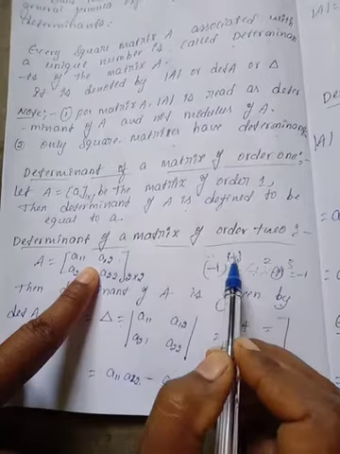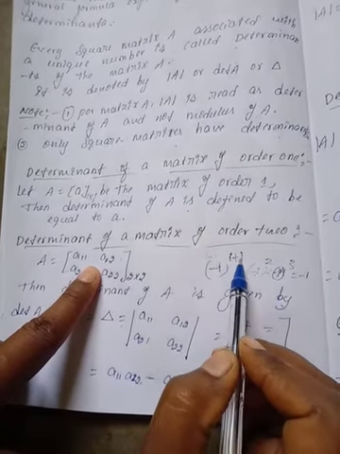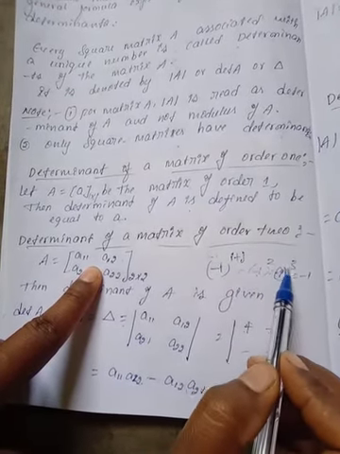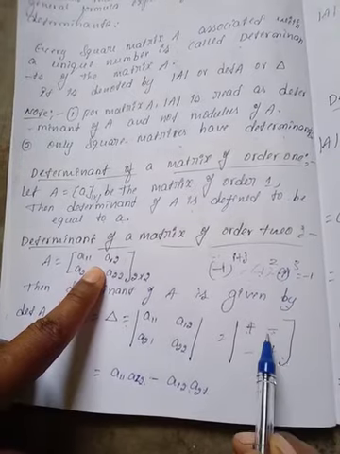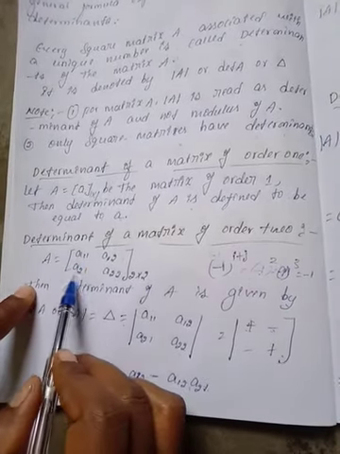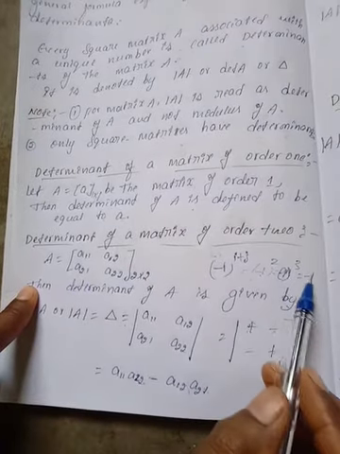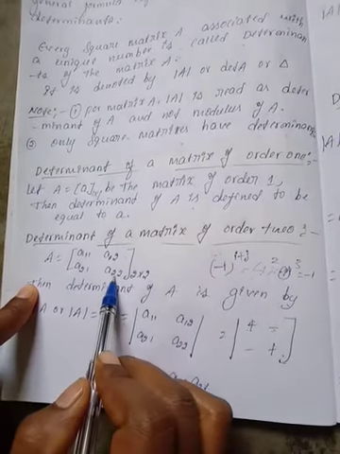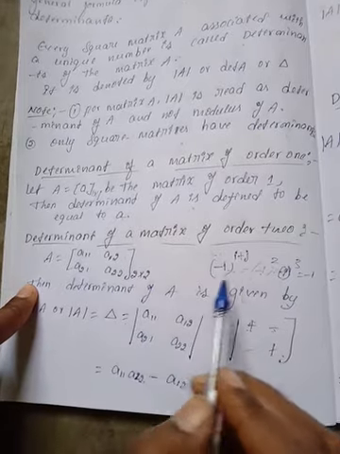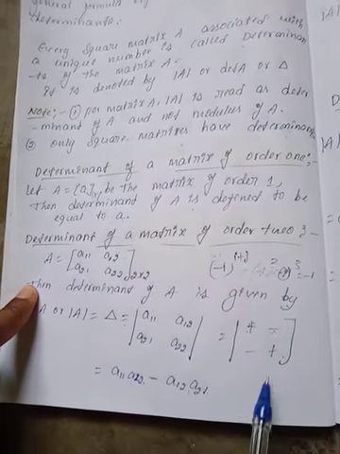Next, take this value A12. i is equal to 1, j is equal to 2, 1 plus 2 is 3. (-1) to the power of 3 is minus 1. So this is your minus. Next, this one, A21: 2 plus 1 is 3, (-1) to the power of 3, again minus. A22: 2 plus 2 is 4, (-1) to the power of 4 is positive.